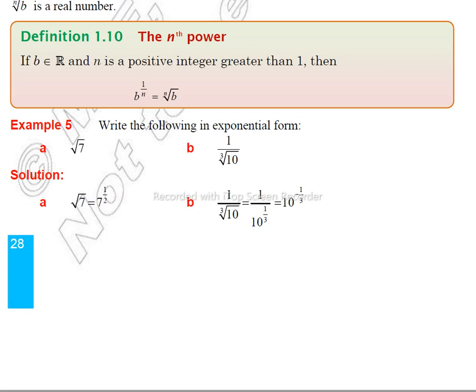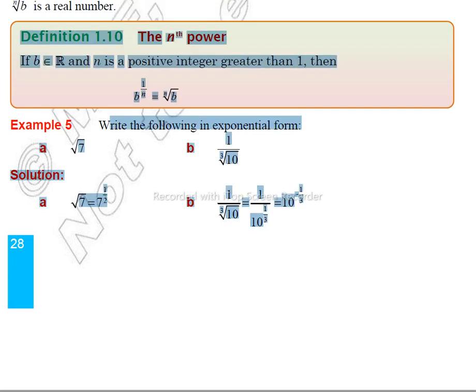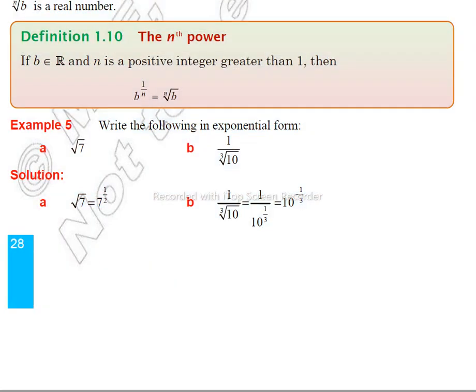Let's define what n power means. We see this with an example. If b is an element of the real numbers and n is a positive integer greater than 1, then b to the power of 1 over n means the n-th root of b. So the definition of the power is like that.